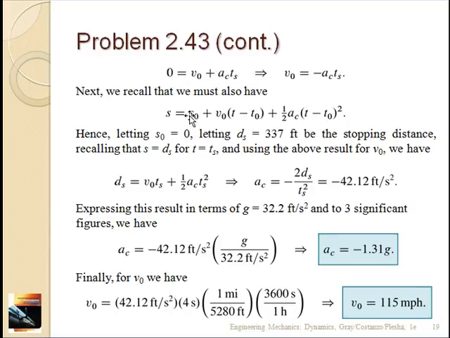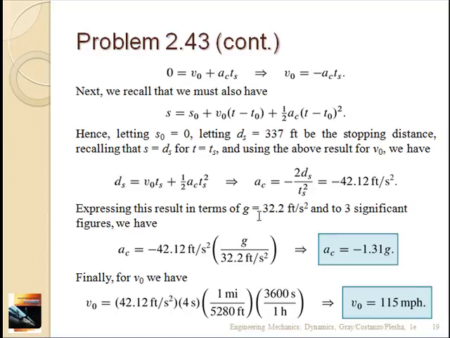So if we put the numbers in here, we get that this distance, 337 feet, is V naught TS plus 1/2 AC TS squared. So AC is minus 2 ds over TS squared, and we get minus 42.12 feet per second squared. So they use this to eliminate V naught from here. They then just had an equation for AC, and they get it to be minus 42.12 feet per second squared.